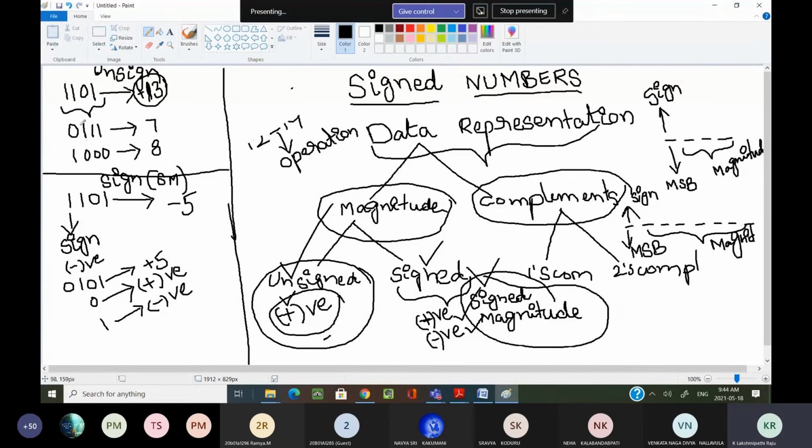Now I am taking the same example. Now tell me, 0 1 1 1. What is this number? Is it a positive number or negative number? Positive number. And what is the number? Plus 7. Only the first bit we are allocating for the sign. The remaining 3 bits are magnitude. 3 ones means 1 plus 2 plus 4, which is 7. This is plus 7 in signed magnitude representation.